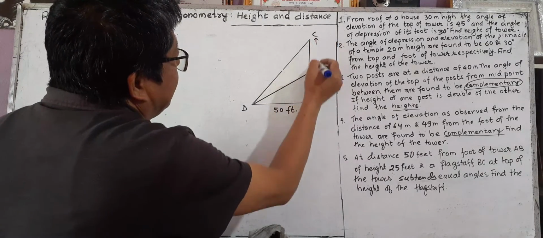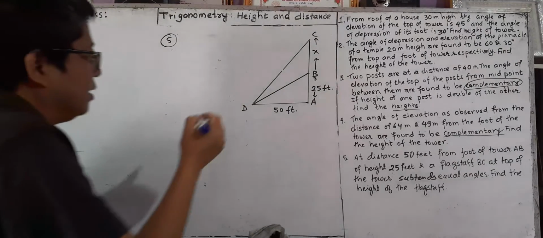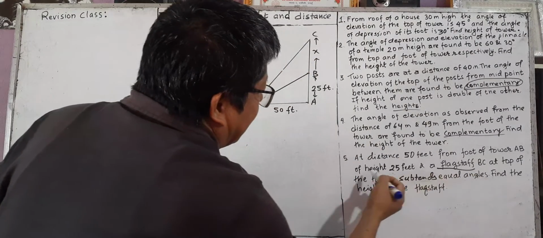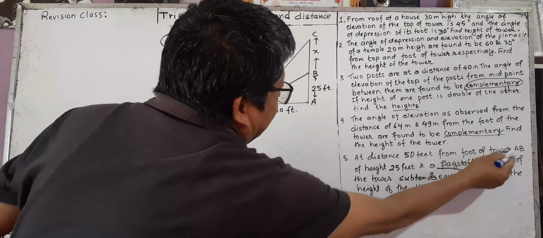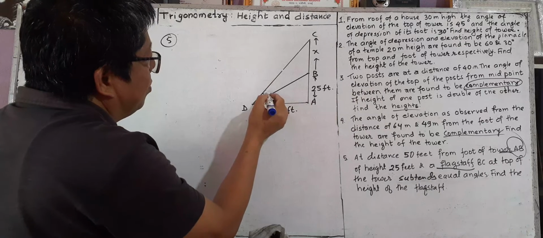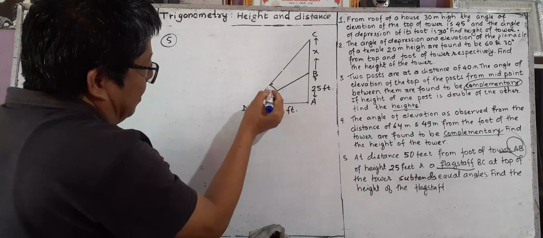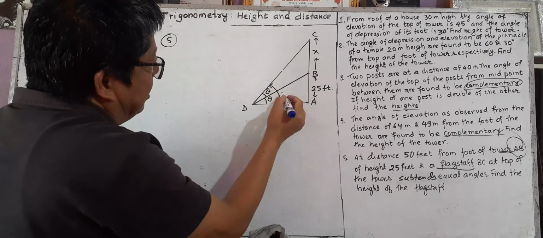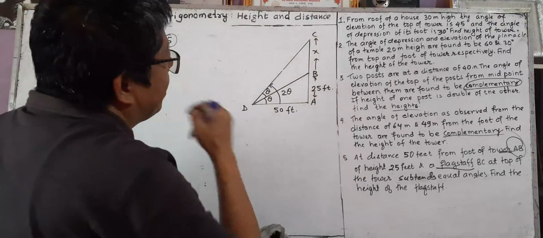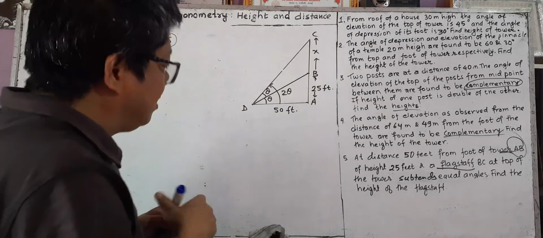Suppose this height be x. From the question, the flagstaff and the tower AB subtend equal angles at the point D. Both are theta. So from this, it is clearly the angle ADC is twice theta. You write twice theta. So now we have to find the value of x.